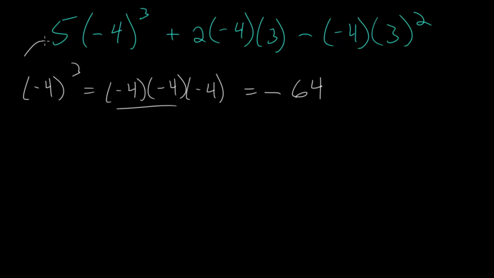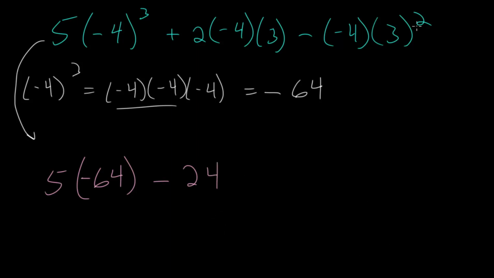So this just becomes, if we rewrite it here, 5 multiplied by -64. Then we have 2 times -4 times 3. Well, 2 times -4 is -8, times 3 would be -24. So really, we are subtracting 24. And then over here, let's start by multiplying this out. This becomes a 9, and 9 times -4 would be -36. So we have minus -36, or we could just rewrite this as plus 36 since we're subtracting that negative.